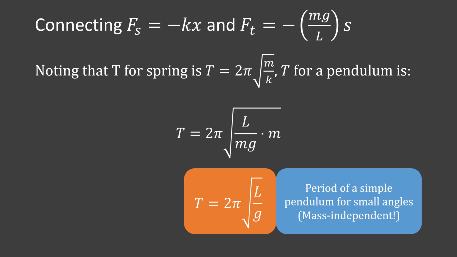And honestly, at the end of the day, it's just reliant on two things: the length of the string as well as the gravitational acceleration where you are right now. So you have to watch out for this. Now, while this is somewhat an elegant equation, you have to watch out that there are certain restrictions to it, namely that the angles have to be small.